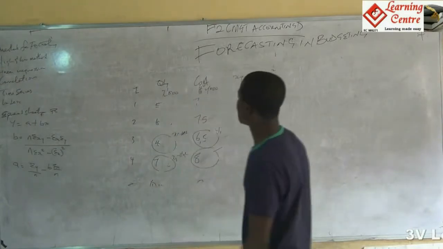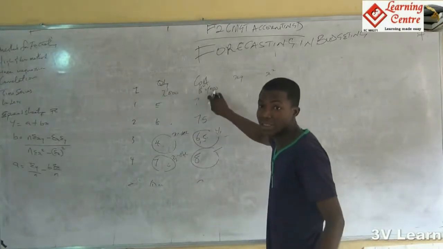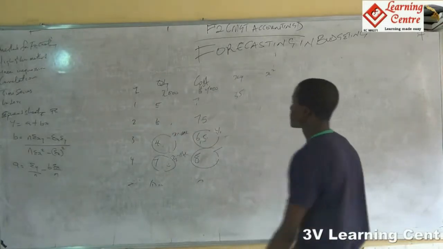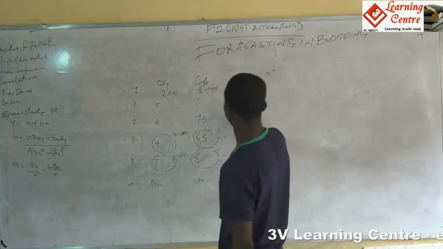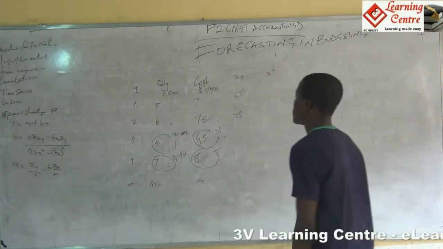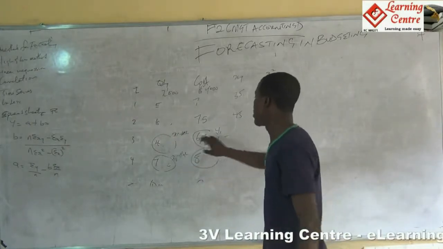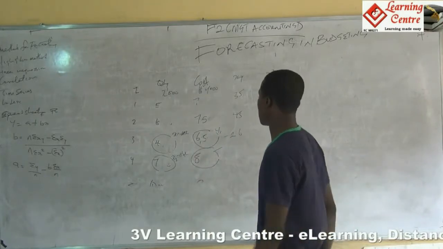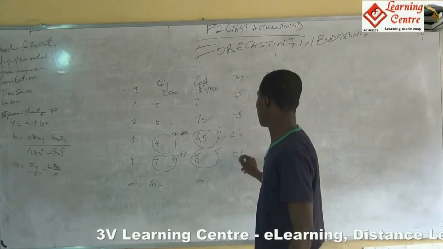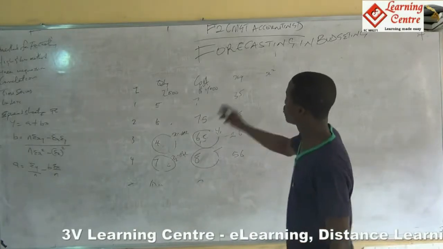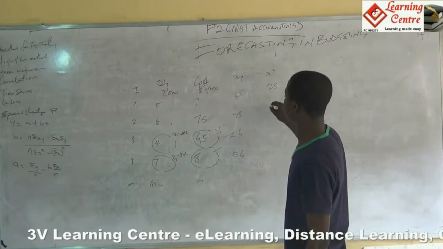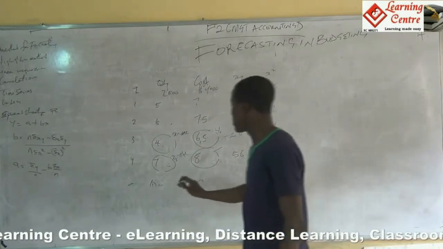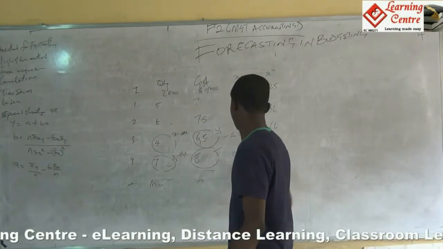So xy will be this times this, which will be how much? 35. This times this should give us how much? That's like 45. This times this will give us 26. And this times this will give us 56. X squared will be 25, 36, 16, and 49. So let's sum them.